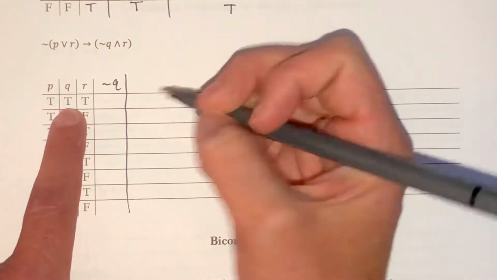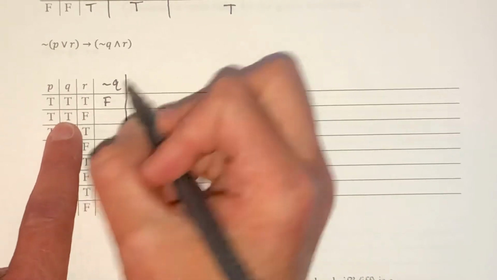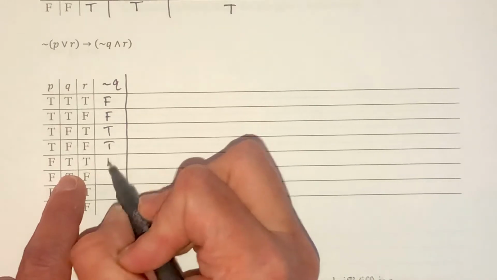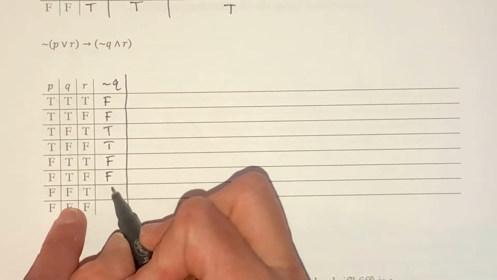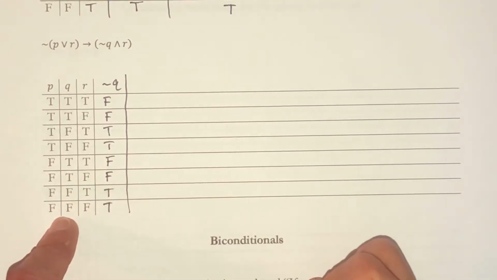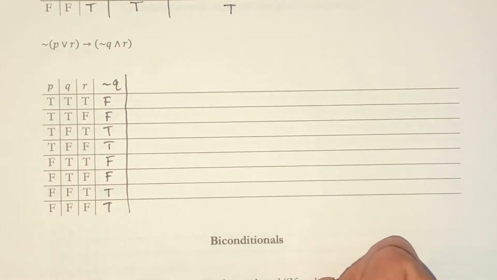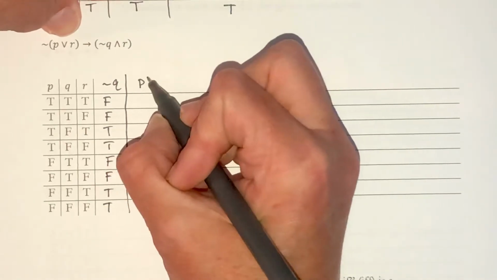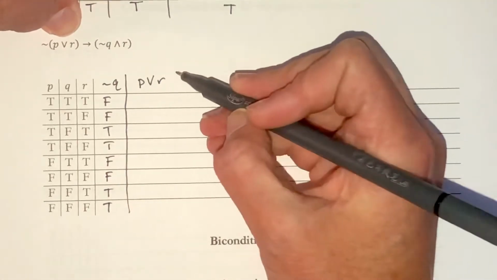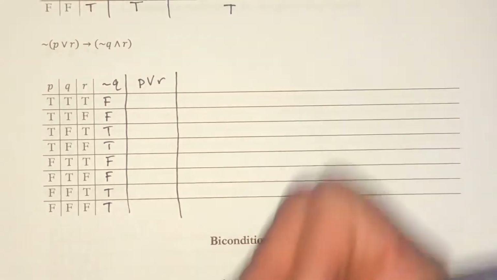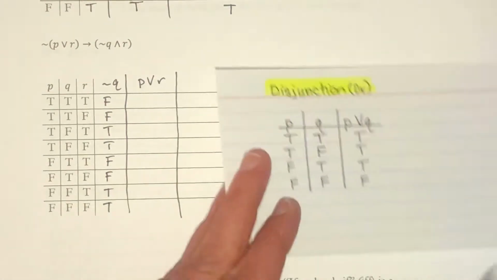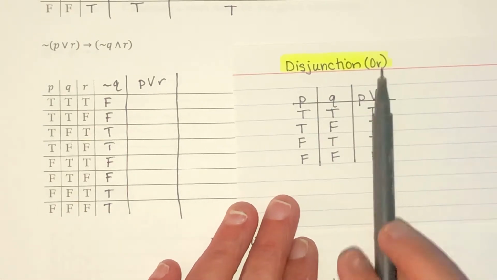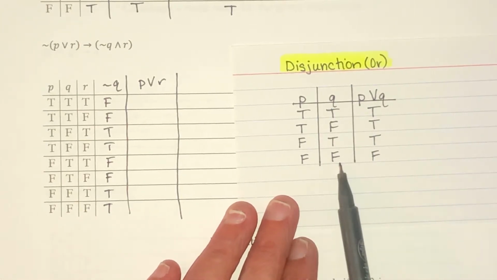So that's going to be the opposite of this column. So I have false, false, true, true, false, false, true, true. Okay, and then regular R, so I don't need any more of that. I'm going to need to find P or R. So let's do that. That is a disjunction, or, and for a disjunction, the only time a disjunction is false is when both pieces are false.